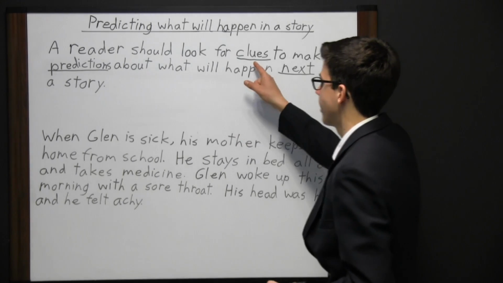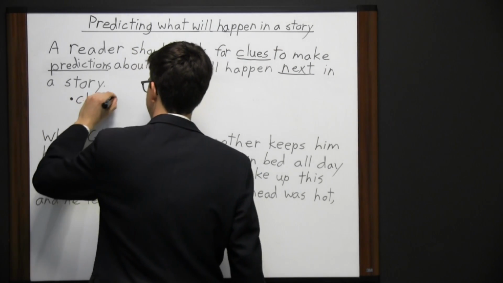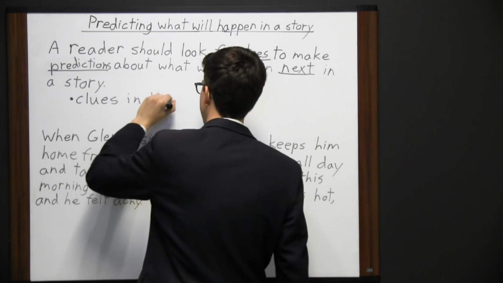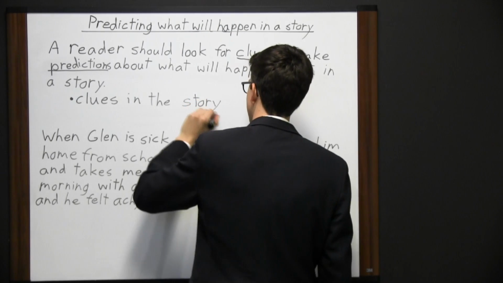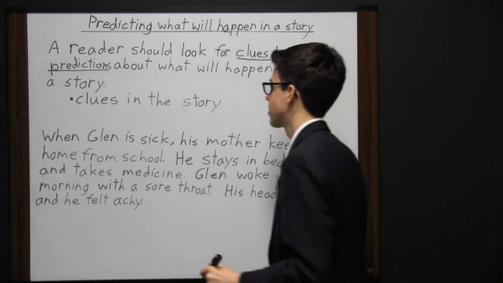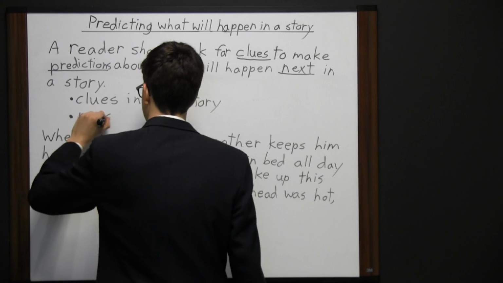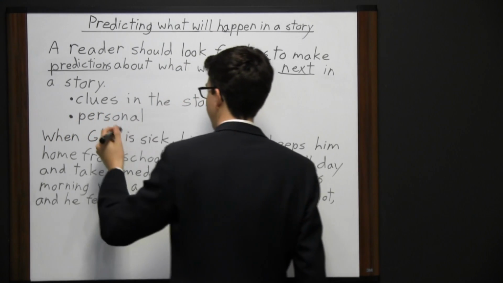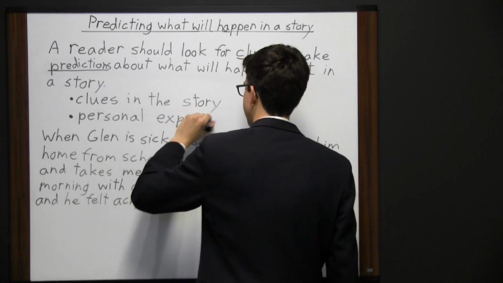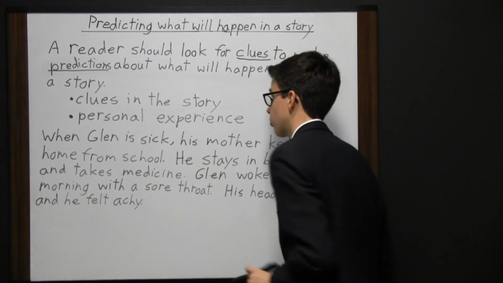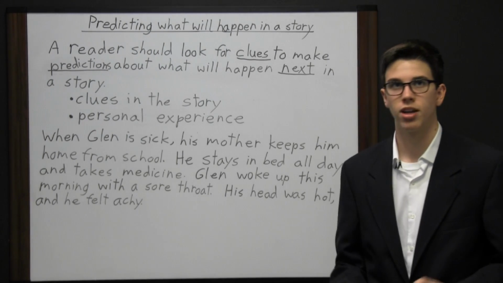And so the first way we already identified, and that's through clues in the story. Many times the author includes clues in the story to help the reader figure out what's going to happen next. And the second way to make predictions is through personal experience. Say, for example, that a character stays in the sun all day. Well, from personal experience, you know that if you stay in the sun all day, you get sunburned. So through personal experience, you can make a prediction that the character is going to get sunburned.